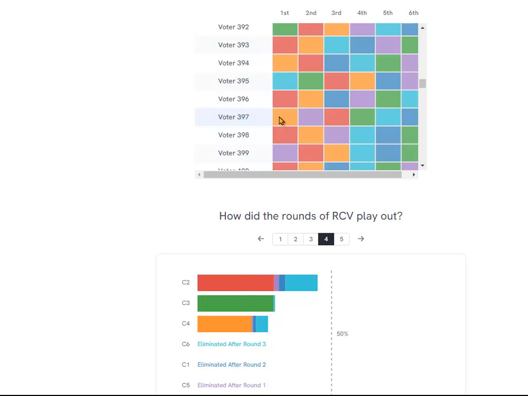Remember that each voter actually did make 6 crosses on their ballot, one after another. This is my first choice, second choice, third choice. So that's how ranked choice voting works.